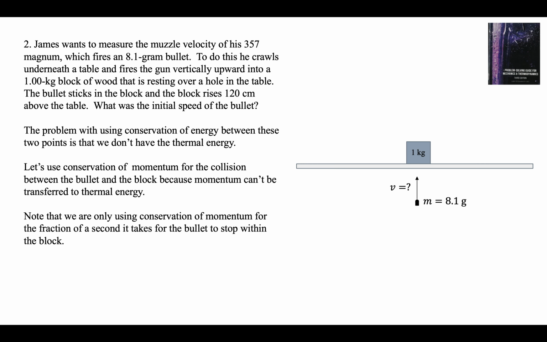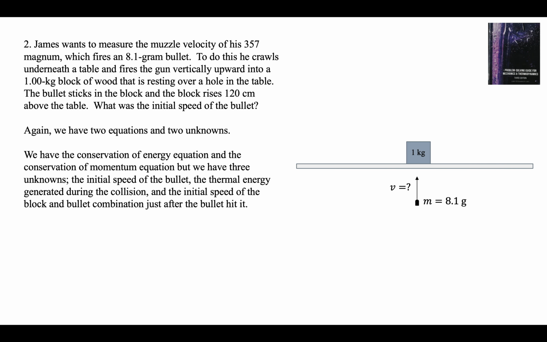When we use conservation of momentum, it's almost always some small fraction of a second, just before the collision to just after the collision. The time it takes the bullet to stop within the block. So we have mv initial equals mv final. Initially, just the bullet is moving. We don't know the initial speed of the bullet. We're going to convert to kilograms. And then the bullet sticks in the block. The block is 1 kilogram. So the final mass is 1.0081 kilograms. And then we have the initial speed of the block and the bullet after the bullet stops inside of it.